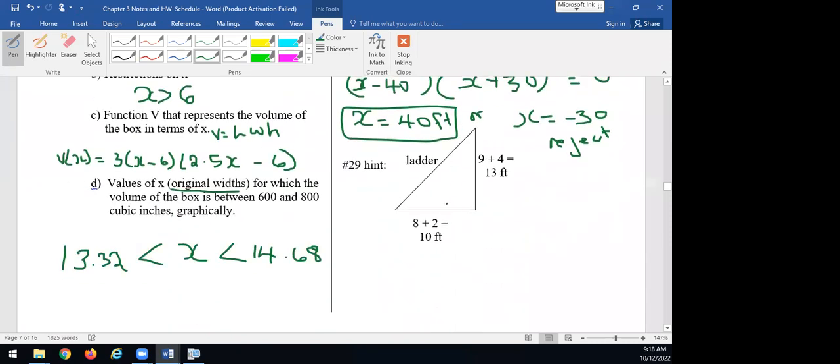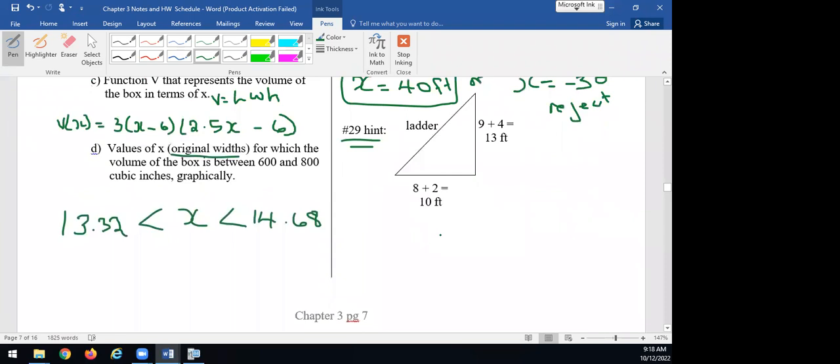Now, this is just a hint for number 29 in your homework. I can set it up and use the Pythagorean theorem, right? So you can use that hint to do your homework problems.